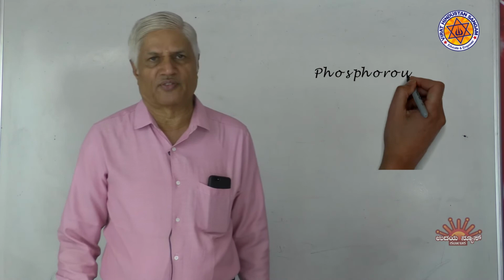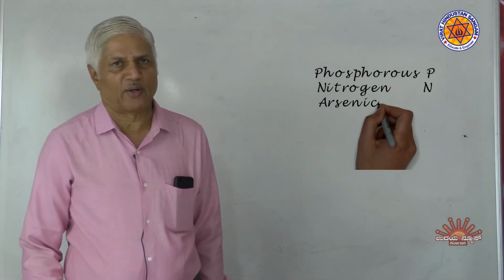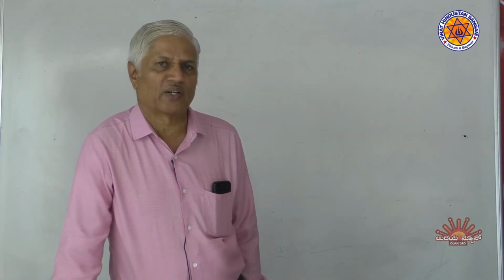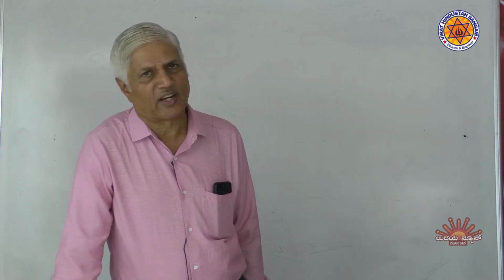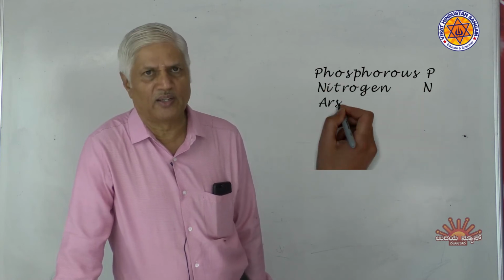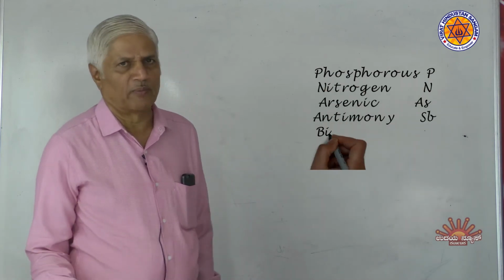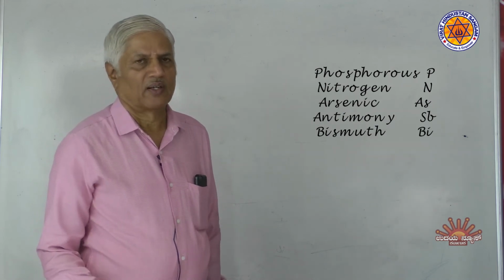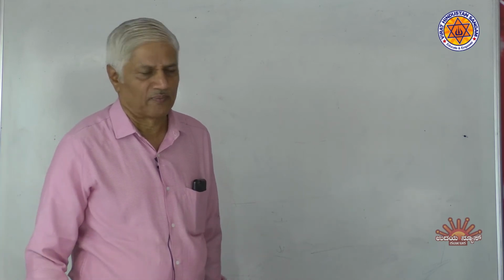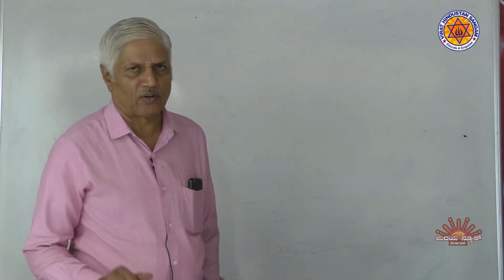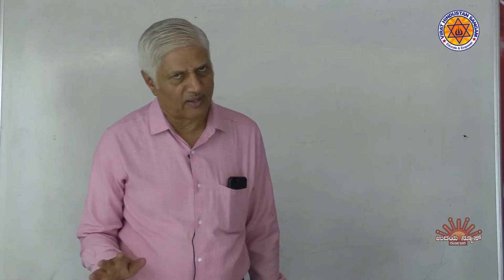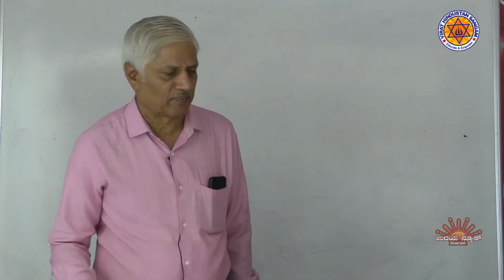For example, phosphorus, nitrogen, arsenic, antimony, bismuth. These are the elements of the 15th group, which we have studied in detail in your second PUC syllabus. In all these 5 elements, the number of valence electrons is group number minus 10. 15 minus 10, 5. So phosphorus, nitrogen, arsenic, antimony, bismuth, 5. All halogens, 7. Oxygen and sulfur, 6.